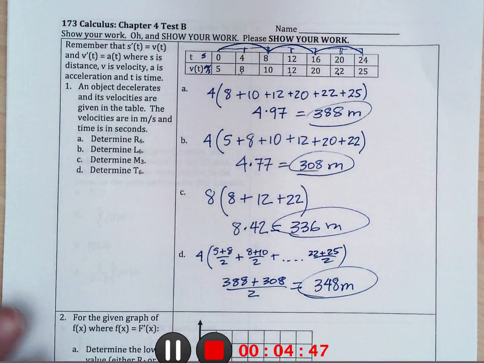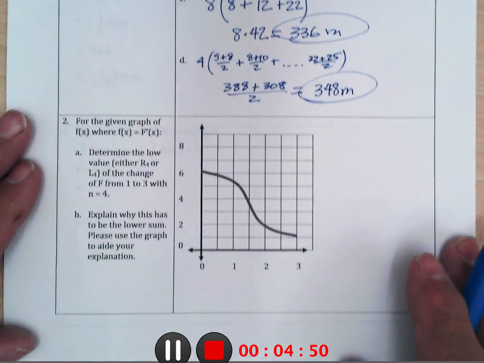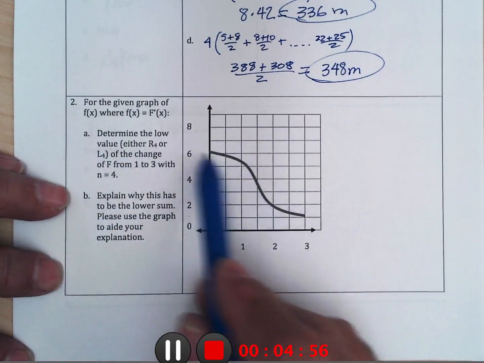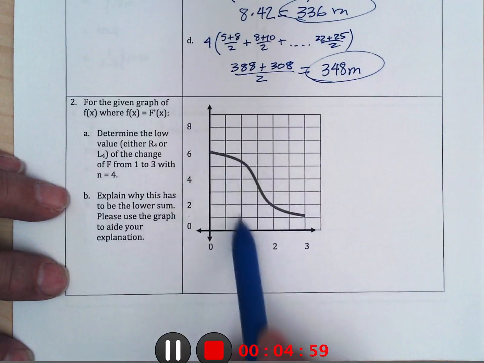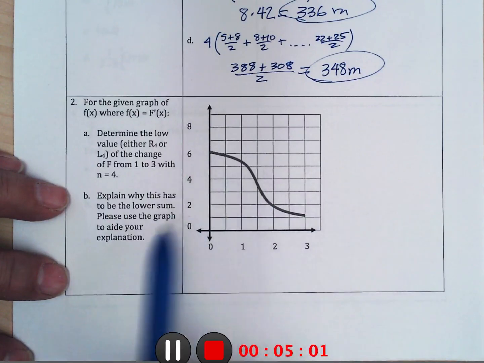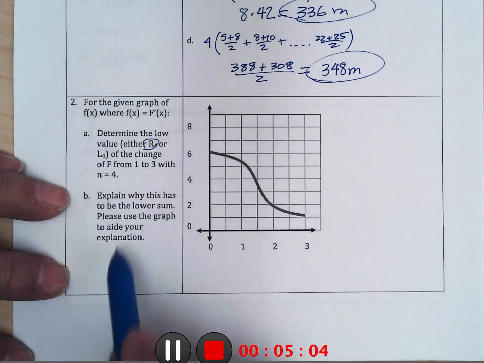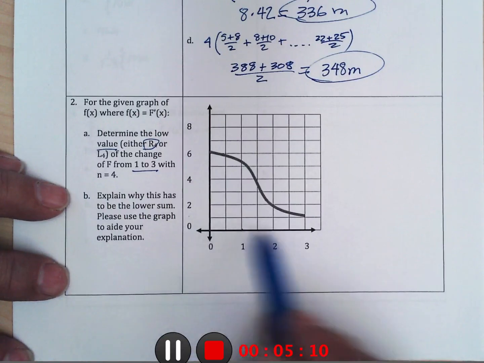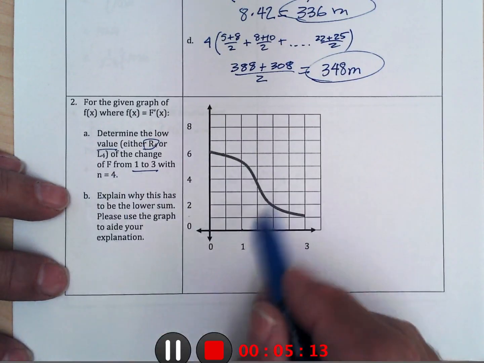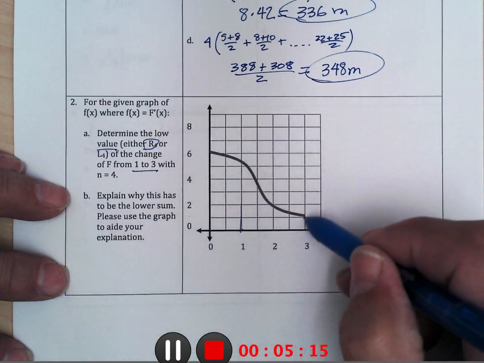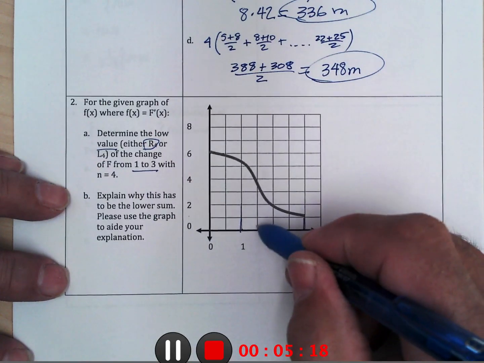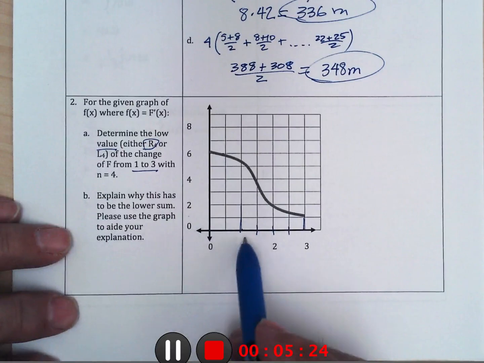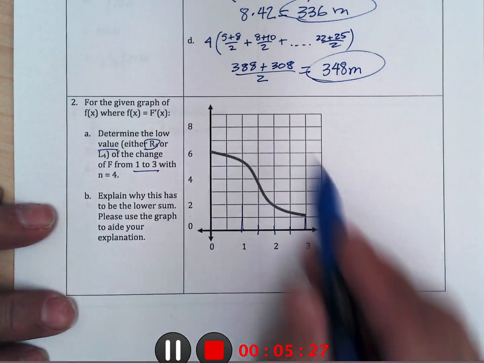Okay, number 2. Now we're supposed to determine what's the low on this. Well, if it's decreasing, then if I make rectangles down here, the right side will get the low. So I'm going to do an R4. I've got to determine the value from 1 to 3. The N4 means split it into 4 pieces. Well, that lands right on these halves: 1, 1.5, 2, 2.5, 3. Makes 4 columns. And I want the right side to be an underestimate.